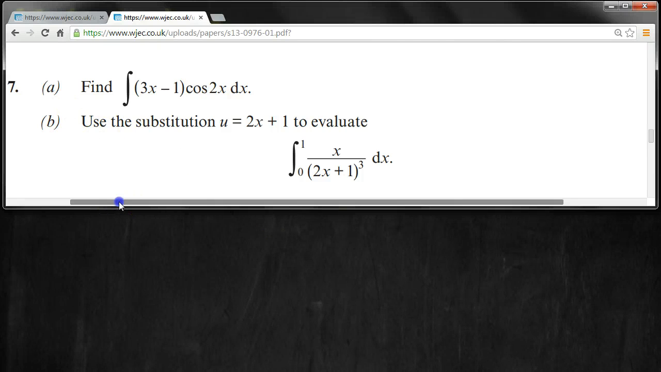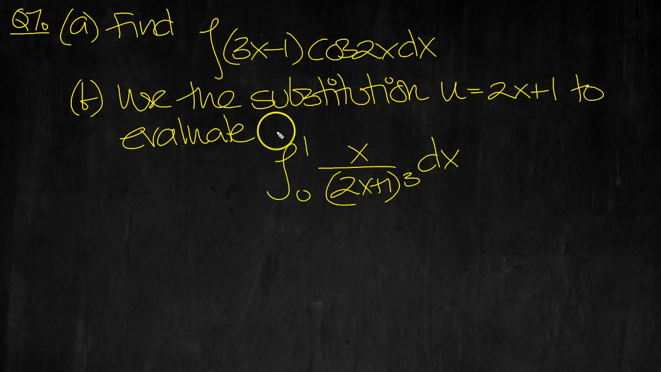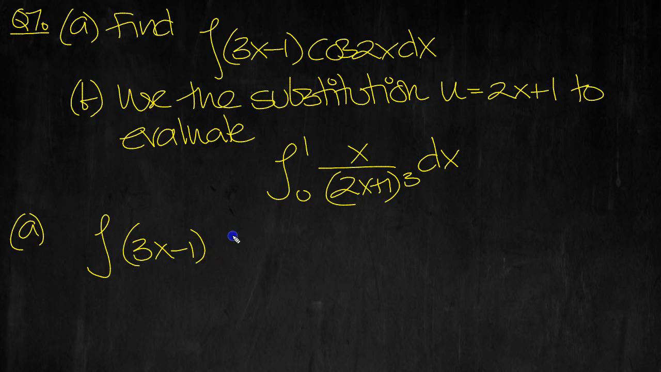Okay, here's question 7 then, to have a go at. So let's have a look at this. Okay, part A. So find this integral then: 3x minus 1 cosine 2x dx.